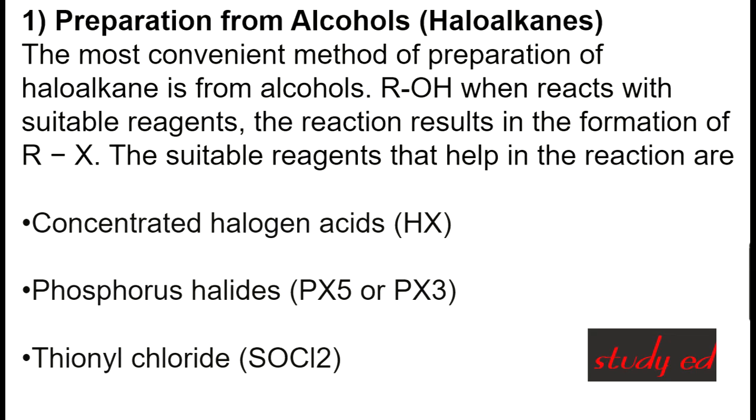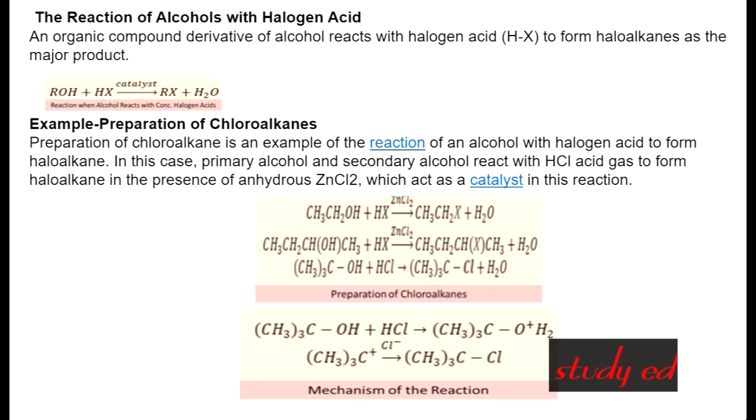In this section, I will discuss how concentrated halogen acid, that is HX, reacts with alcohol to form the corresponding haloalkanes. First, the reaction of alcohols with halogen acid. When alcohol reacts with halogen acid in the presence of a catalyst, it forms the corresponding alkyl halides and water. So you can see in this picture, ROH, that is alcohol, plus HX, that is halogen acid, in the presence of a catalyst gives rise to alkyl halides and water.